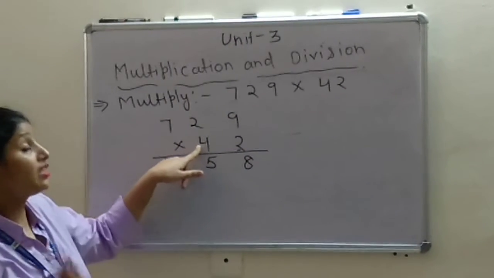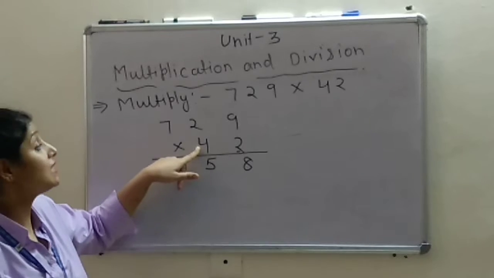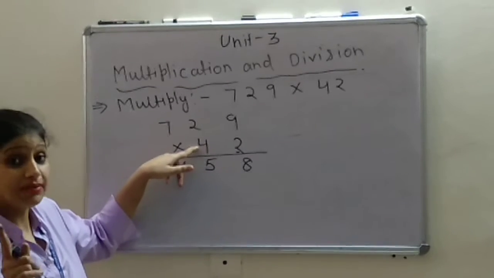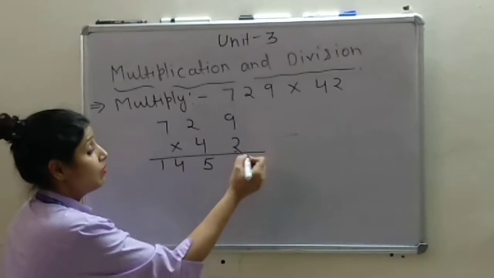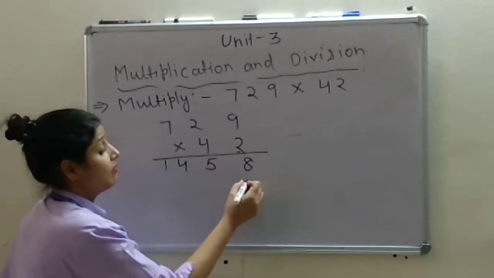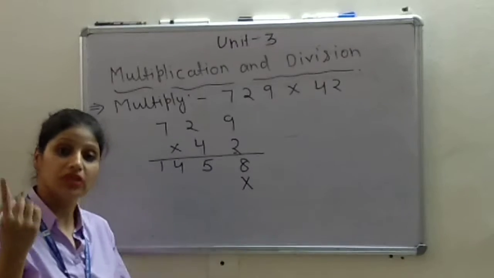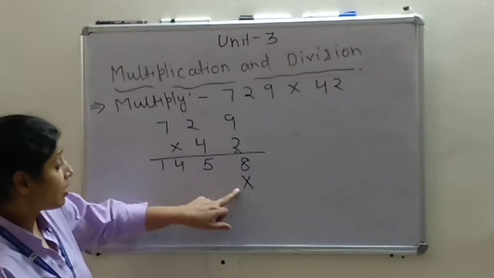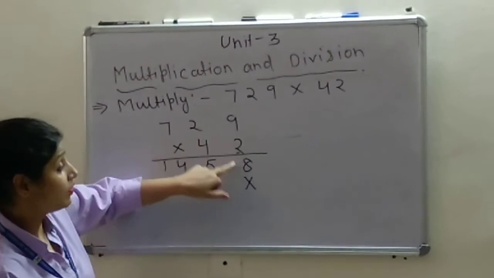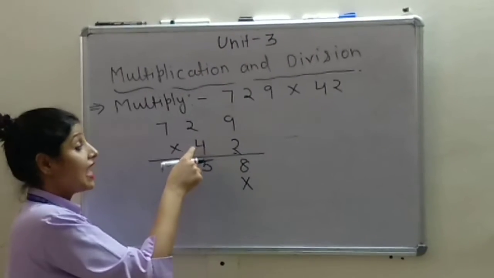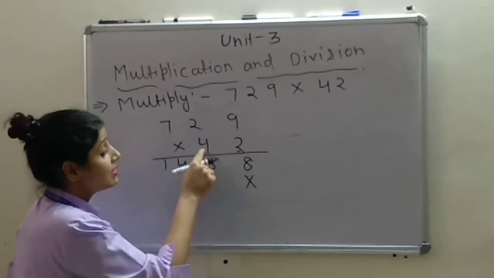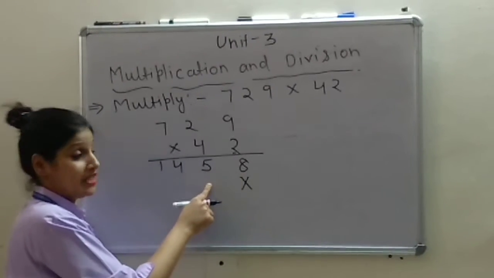Now the second digit, or tens place, of the multiplier is 4. Now we will start multiplying by 4. So children, now remember one thing. Before starting with the tens place, we will cross this place, or you can put 0 also. Why? Because the ones place we are already done. Now the next digit, we start from the tens place. So we will start writing also from the tens place only.